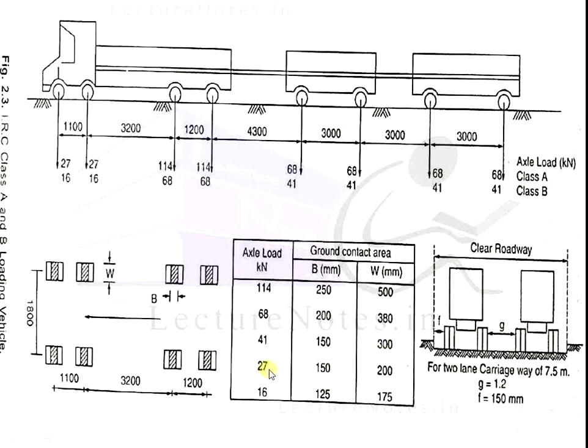For the axle load of 27 kN, the breadth is 150 and the width is 200 mm. And the last one is the axle load of 16 kN, where the breadth is 125 mm and the width is 175 mm.